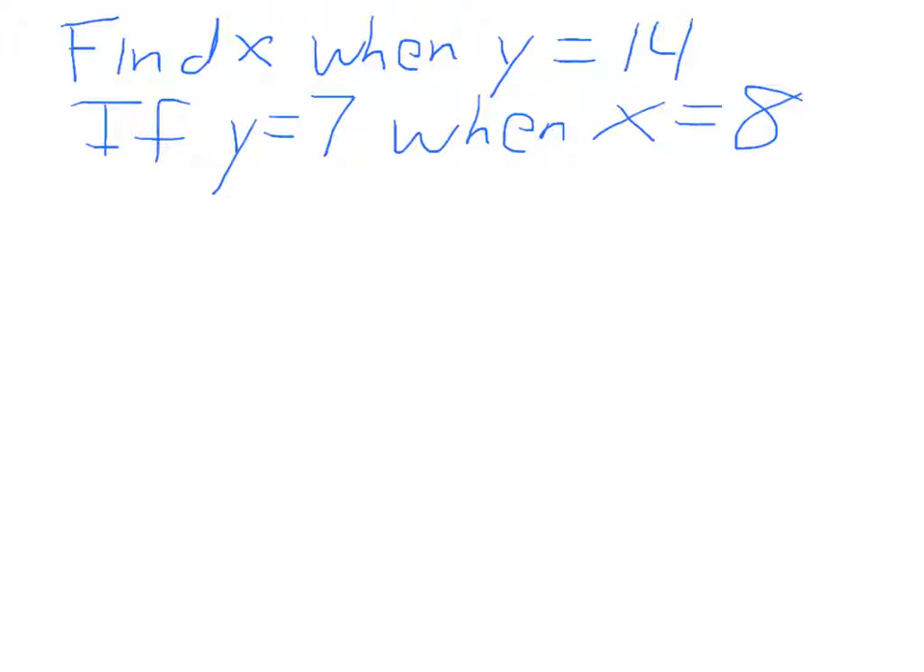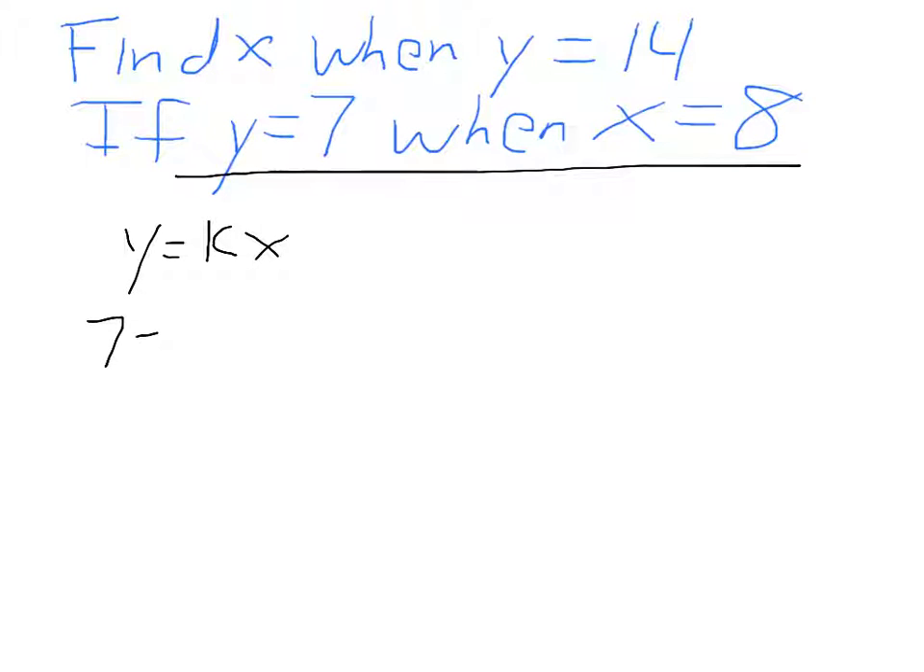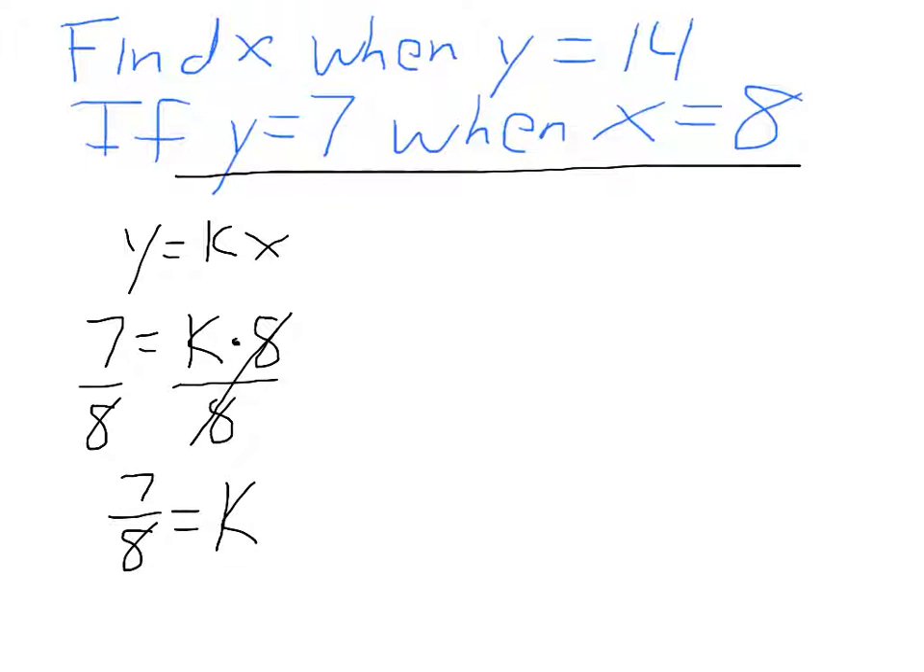Okay, variety of answers. Let's see. I'll start with y equals kx. I'm going to use what I'm given. Y equals 7 when x equals 8. I'm given both my x and a y because I need to find my k. So I'm going to go 7 equals k times 8. Divide both sides by 8. We know that. And so k will equal 7/8.